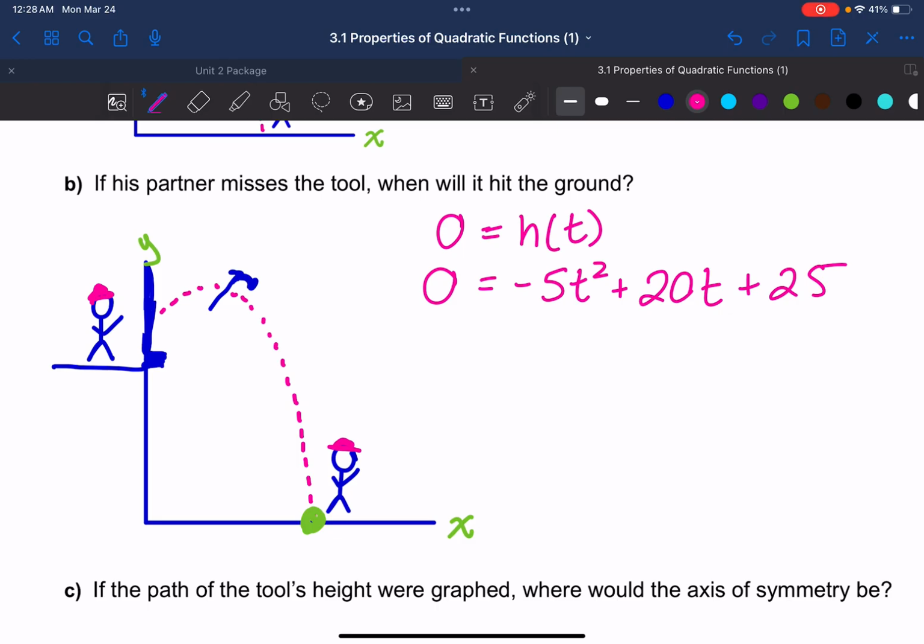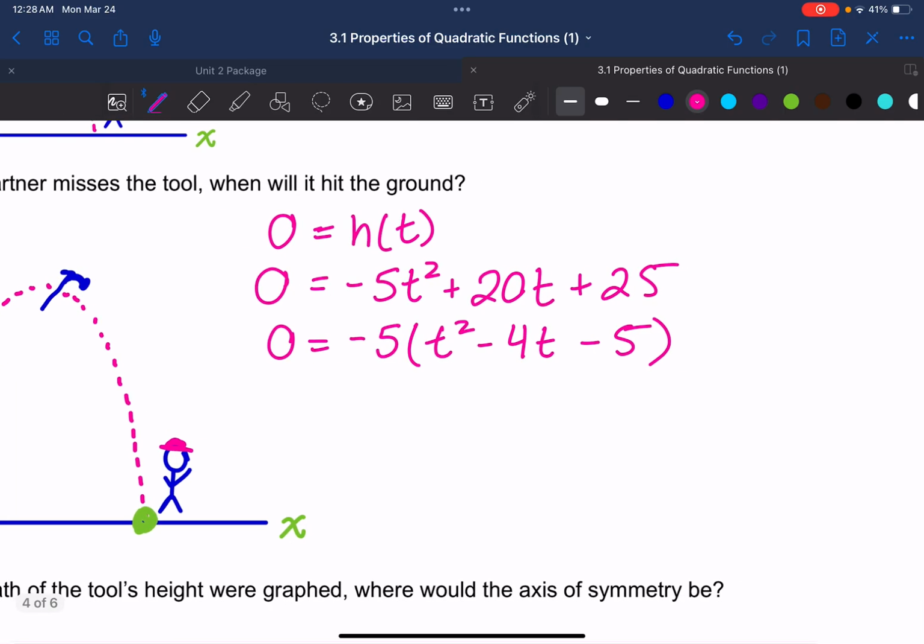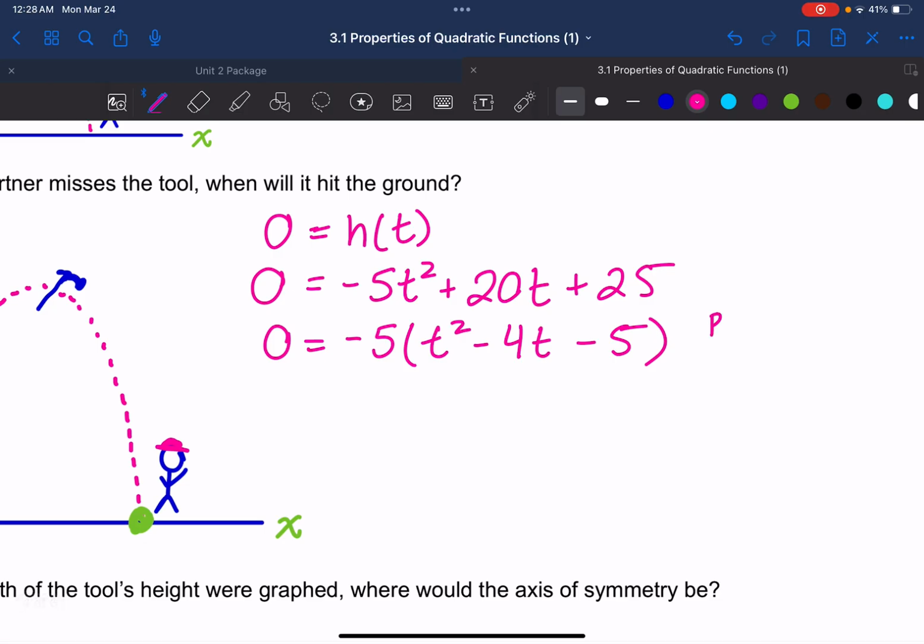Well, this is a trinomial. It's in standard form. I need to figure out what t is. I could use a couple different methods. I could use the quadratic formula, or more intuitively and just right off the tail end of what you just did in the last unit, you can factor that. So for example, I personally see that you can take out a -5 out of all these terms. They're all divisible by -5, which should leave you with just t squared minus 4t minus 5. And then you can easily do product and sum with that bracket. So product -5 and sum -4.